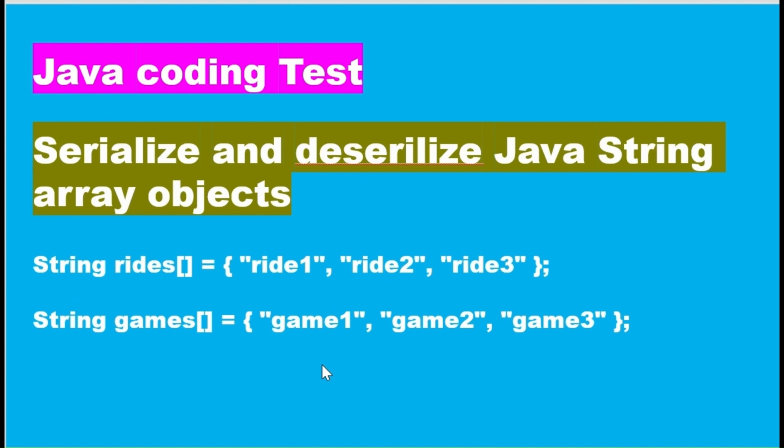So in this example, the Java coding test is to serialize the string array objects. Generally, objects like employee number or employee ID will be serialized. In this case, we are making serialization of both the string objects, writes and games.